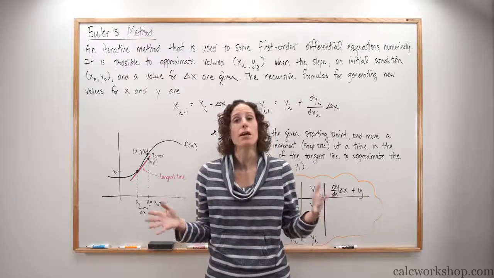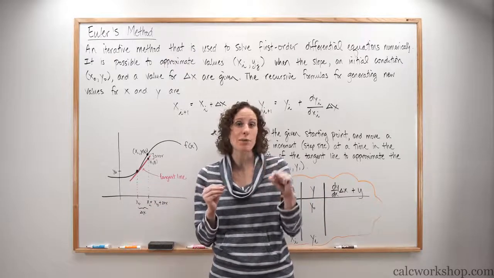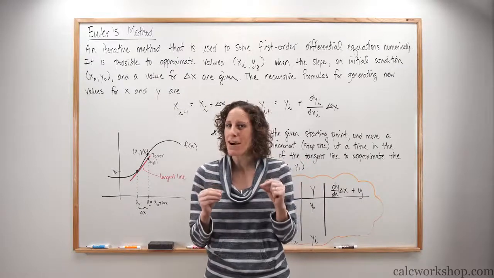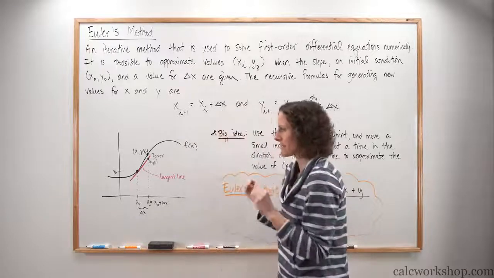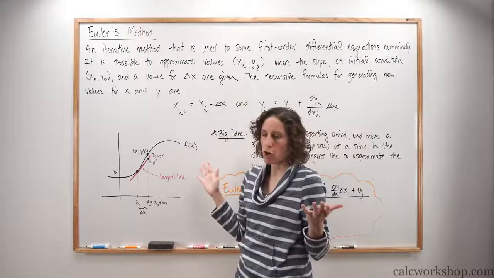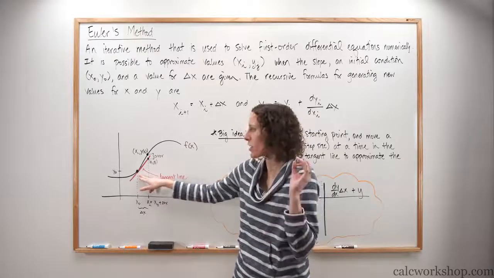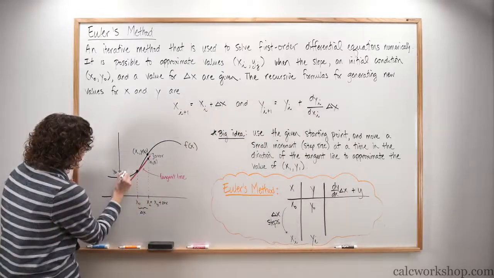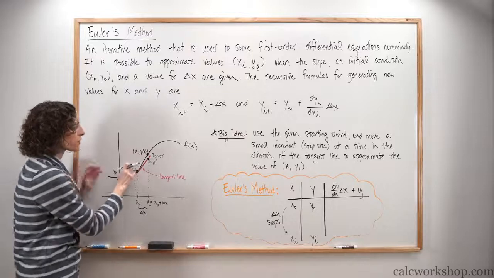We know all that. But what we're going to do is use that line to help us approximate another point on the curve. Now again, this is only going to be effective if we can zoom in small enough. So what's basically happening is this. We have this curve f of x, and we have this known point, this initial condition of x naught, y naught. Well, we want to be able to approximate another point on the curve.